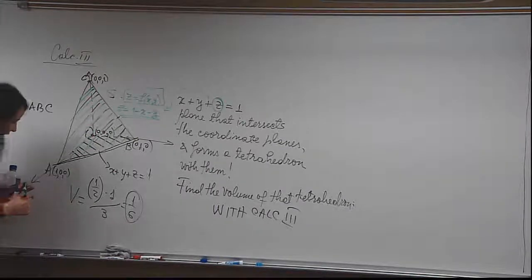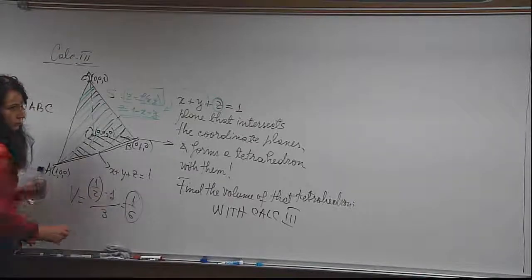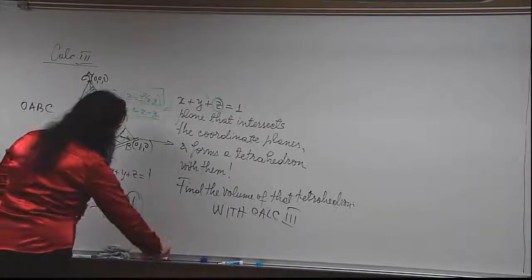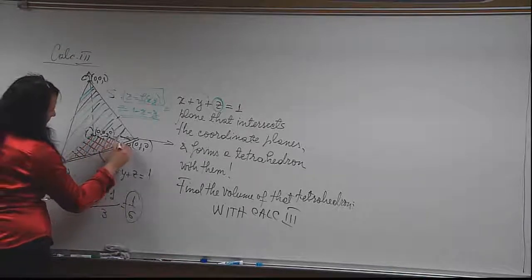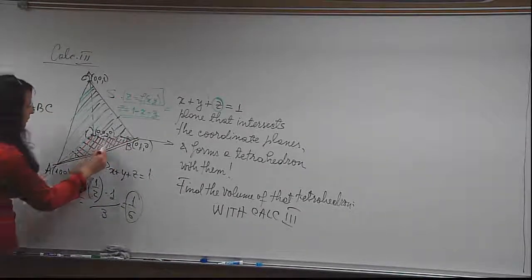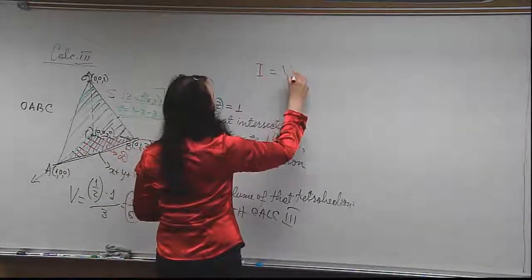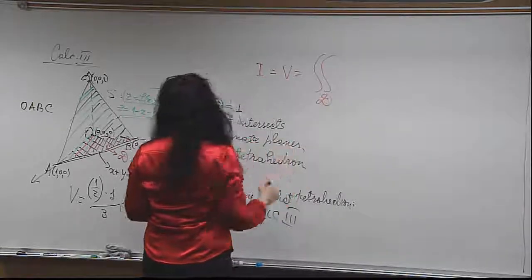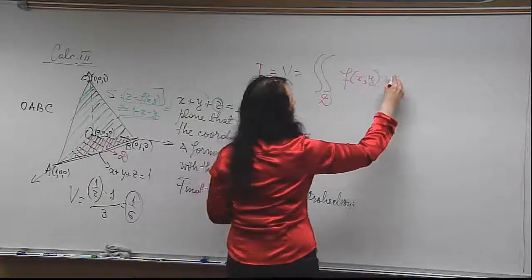And the domain, let's draw that in. Do you prefer red or purple? You don't care? Okay, I'll take red. Red. That's the domain D. So you'll have to set up the volume, double integral over D of f of x, y, whatever that is, dA.